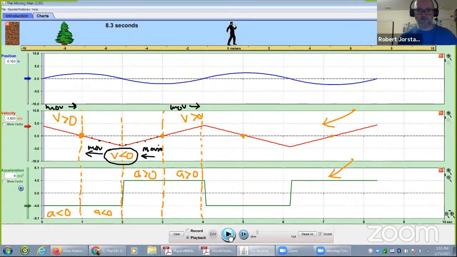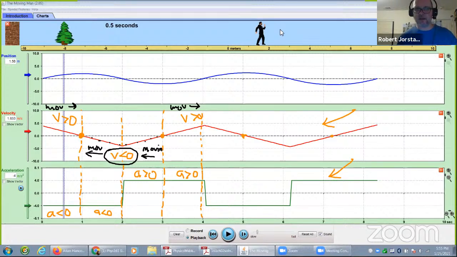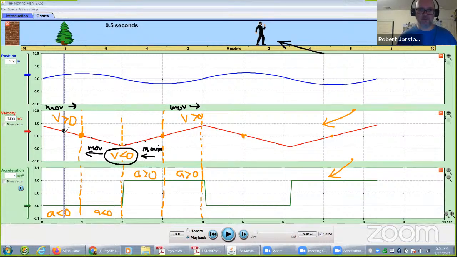Here we go. Notice right there, the guy is moving forward. If you didn't see this, I'm actually watching this guy up here move around. Notice right here, he should have a positive velocity. The acceleration is negative, so he should be slowing down.